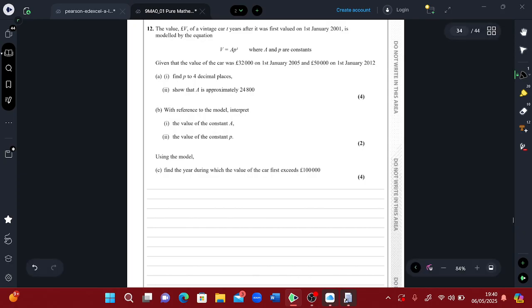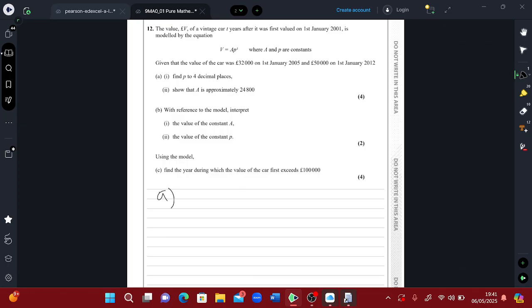So it says the value... okay, we have this equation. It's just two unknowns here, A and P. Okay, we got some conditions here. The value of the car was this on the 1st of January 2005. So the best way in this modelling is to convert it into math.